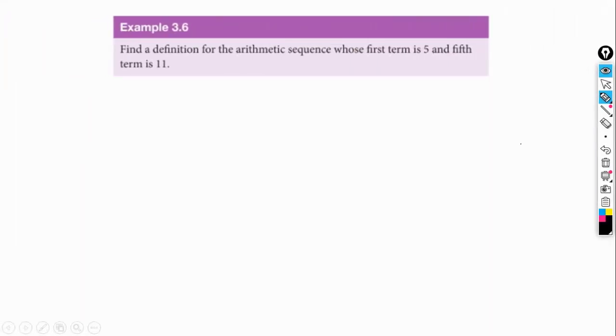So now we are in example 3.6, and it says find a definition for the arithmetic sequence whose first term is 5 and fifth term is 11. So they're telling us that the first term is 5 and the fifth term is 11. So we know that the formula is a sub n, or the nth term, is equal to the first term plus n minus 1 times the common difference.